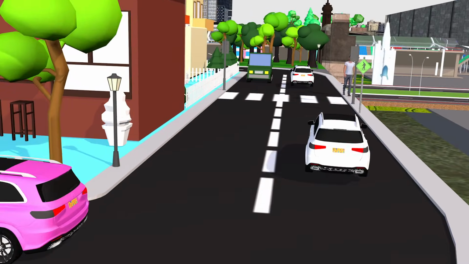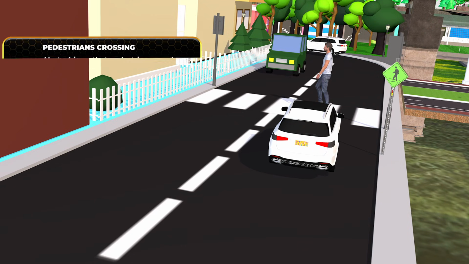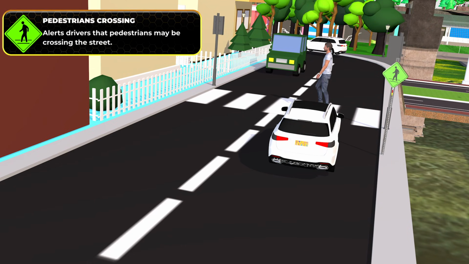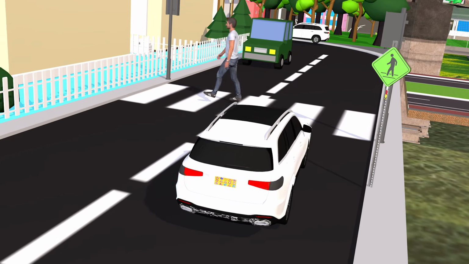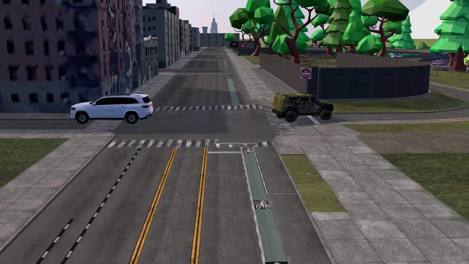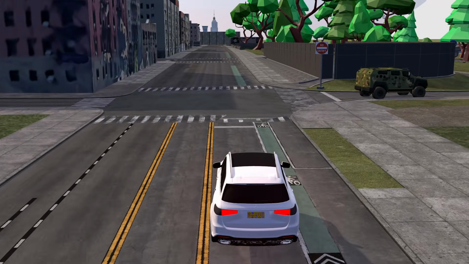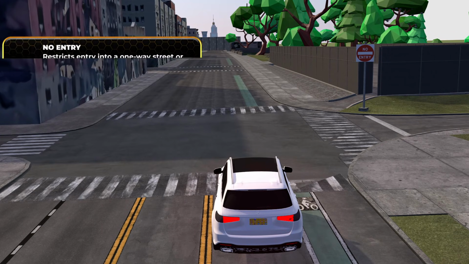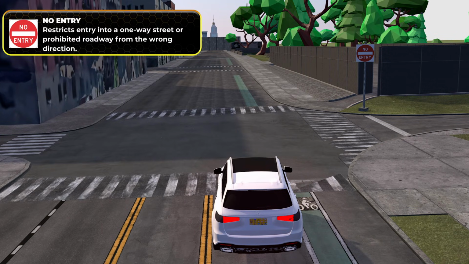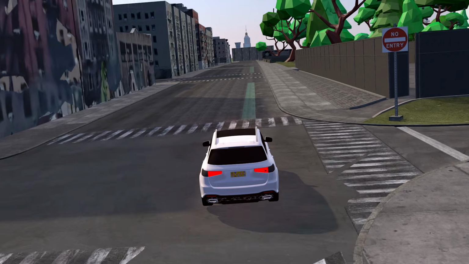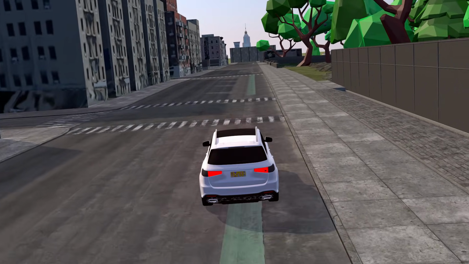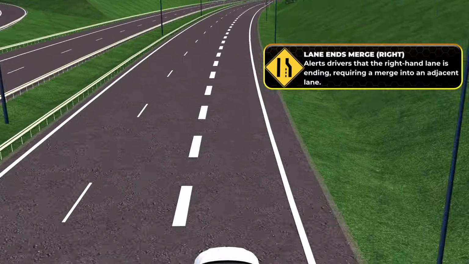This is the pedestrian's crossing sign, and it means that drivers should be prepared to stop for pedestrians who may be crossing the street. This sign reminds drivers to stay alert and yield to people on foot. This is the no entry sign, and it means that vehicles are not allowed to enter the street or road from the direction they are approaching, commonly placed at the end of one-way streets. This sign helps prevent wrong-way driving and potential head-on collisions.